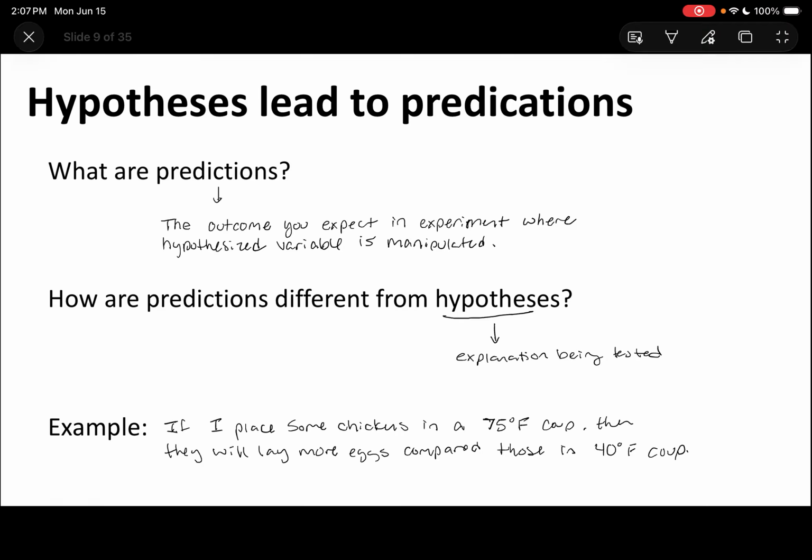The prediction is the outcome we expect based on the hypothesis. So the hypothesis comes first, and from that, we can predict outcomes based on our hypothesis within the experiments that we design. And that's ultimately going to help us determine if the hypothesis is valid or not.